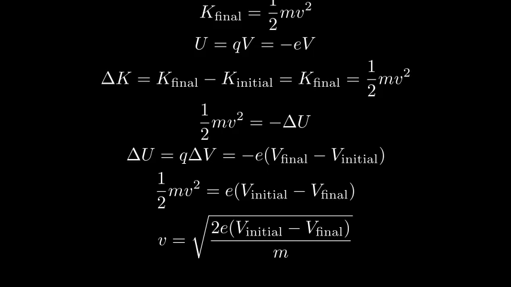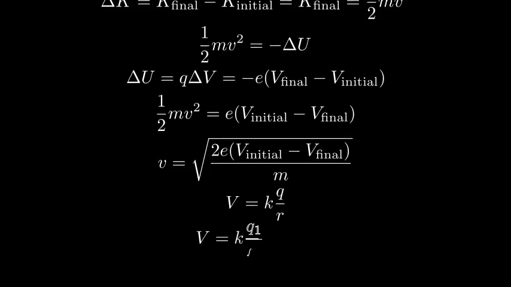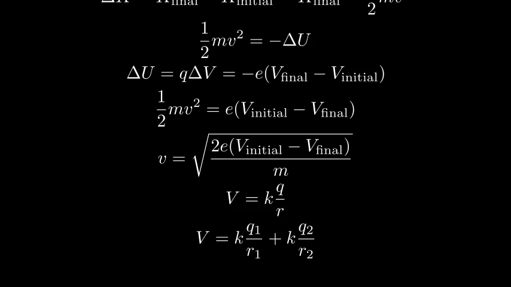Now, we need to calculate the electric potentials at the initial and final positions of the electron. The electric potential due to a point charge Q at a distance r is given by V equals k times Q divided by r, where k is Coulomb's constant. Since we have two charges, the total potential at any point is the sum of the potentials due to each charge. V equals k times Q1 divided by R1 plus k times Q2 divided by R2.